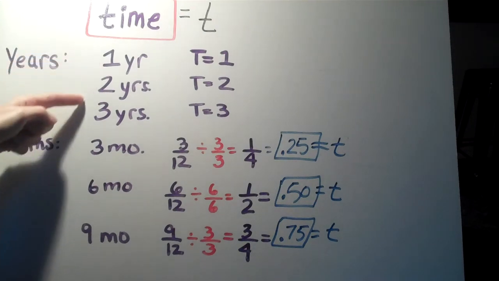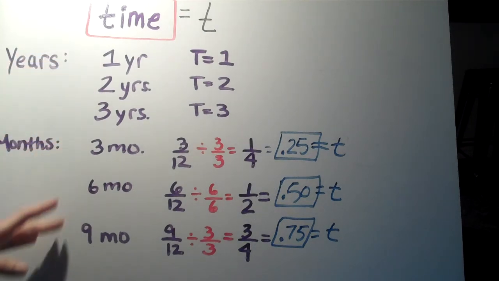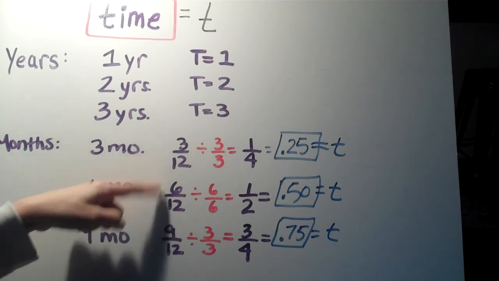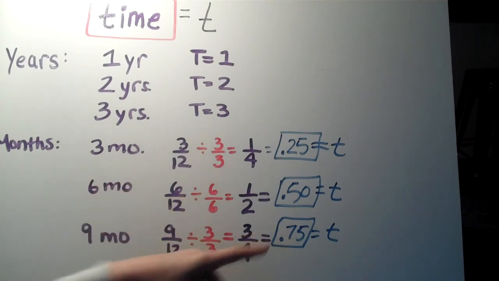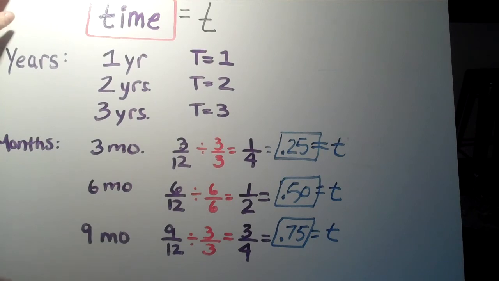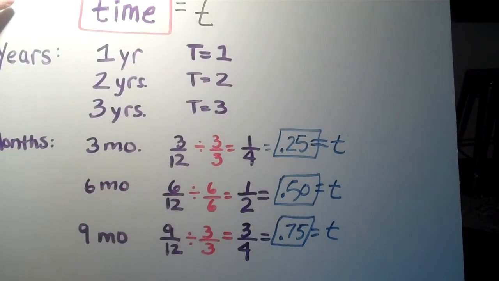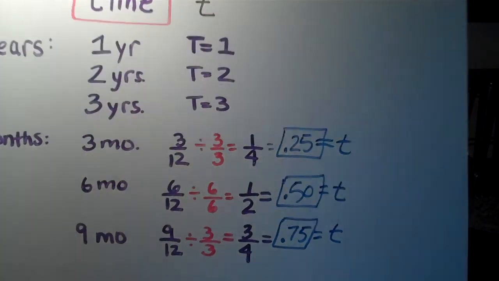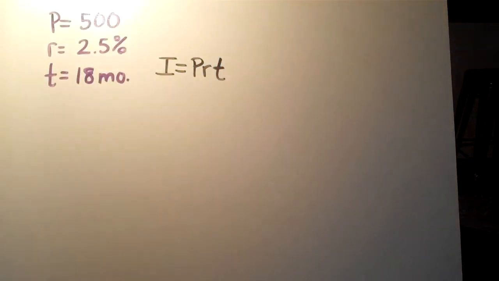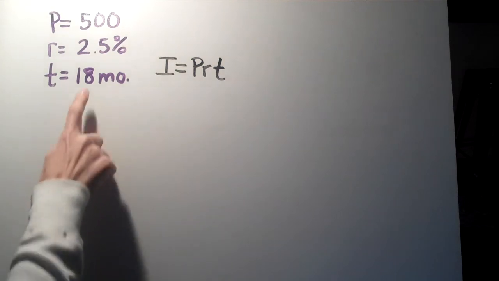So if they give you the year, it's really straightforward. If they give you the months, then you have to put it over 12 and reduce it and get the decimal. It really isn't a big deal. As you can see, just make sure you understand the steps that I went through to get there, and you'll be fine. So let's do another example where they give you the months.